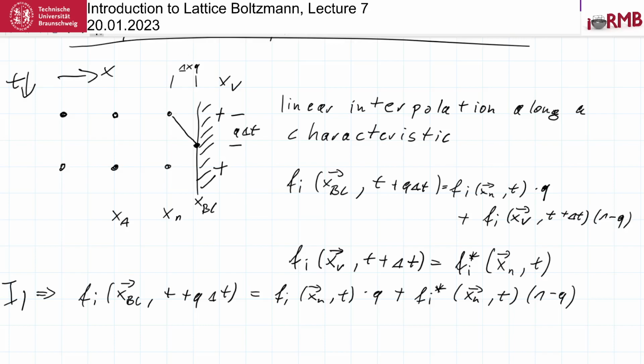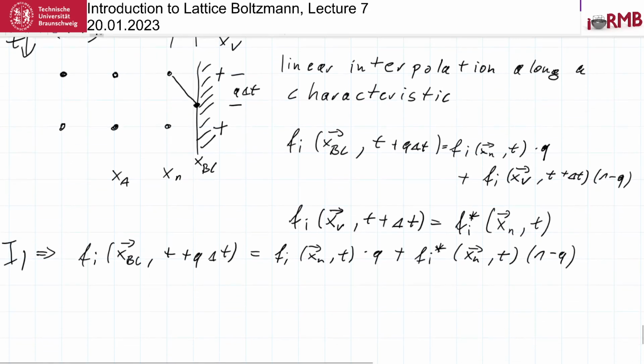Now, what is important here? Previously we had to interpolate between the distributions at node 1 and the distribution at node 2. What we do here is interpolating between pre-collision and post-collision, right? But they are both at the same location and at the same time. So this is obviously very useful.